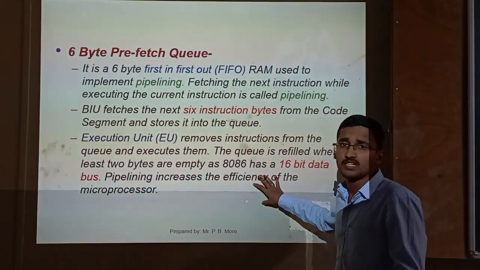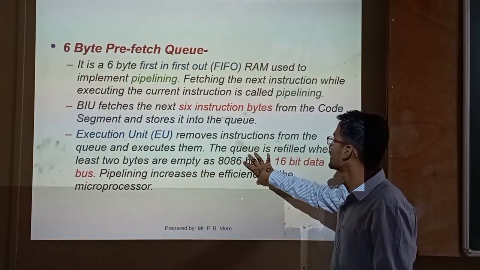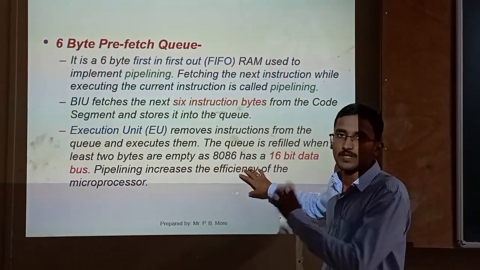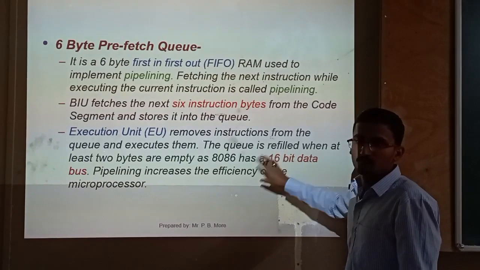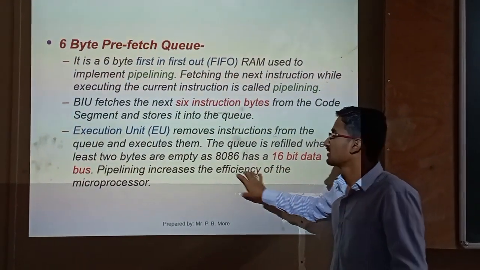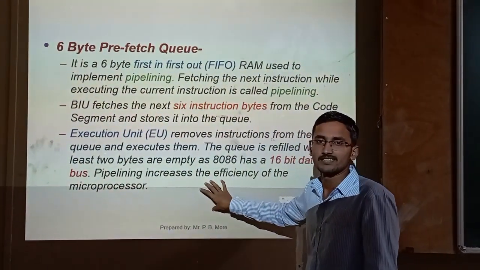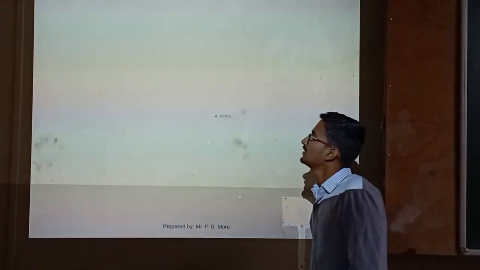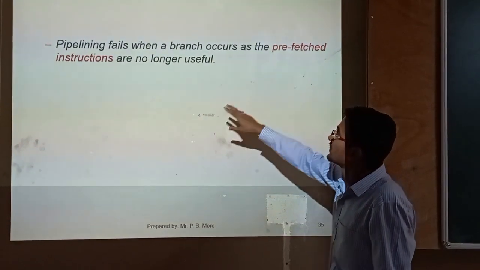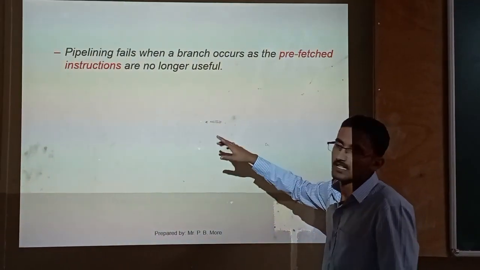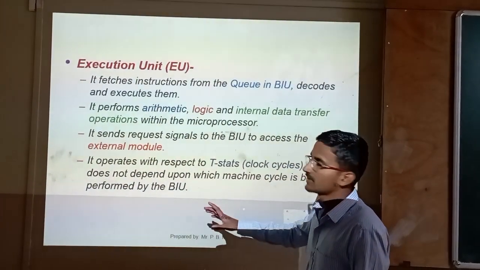Now we will see the second part of the architecture of 8086. The execution unit removes the instruction from the queue, which is obtained from the pipelining process, and executes them. The queue is filled when at least 2 bytes are empty, as 8086 has a 16-bit data bus. The pipelining increases the efficiency of the microprocessor. As we know, the pipelining fails when a branch occurs, as the prefetched instructions are no longer useful for us.